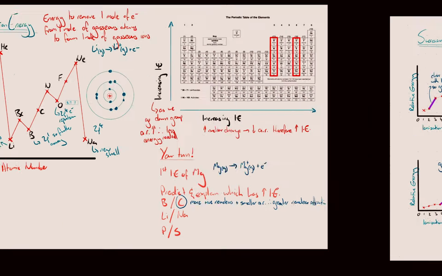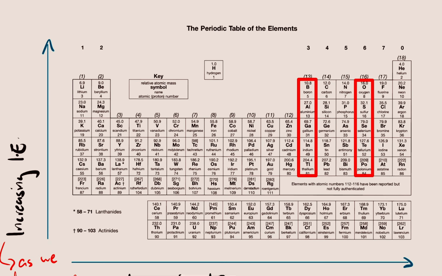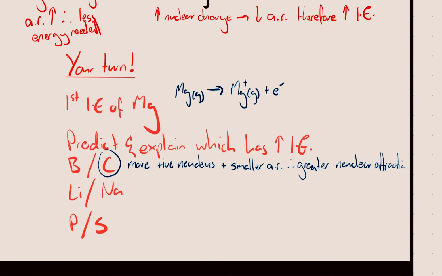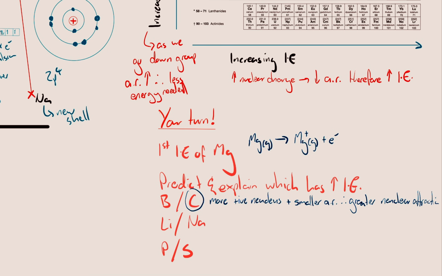Next, lithium and sodium. Again, looking at our periodic table, that's going to be lithium, isn't it? Again, this time smaller atomic radius, therefore stronger attraction.